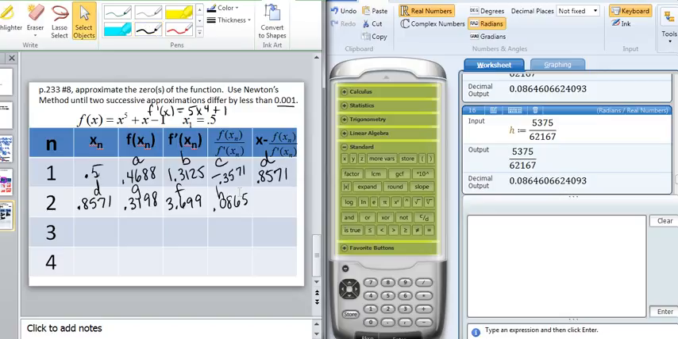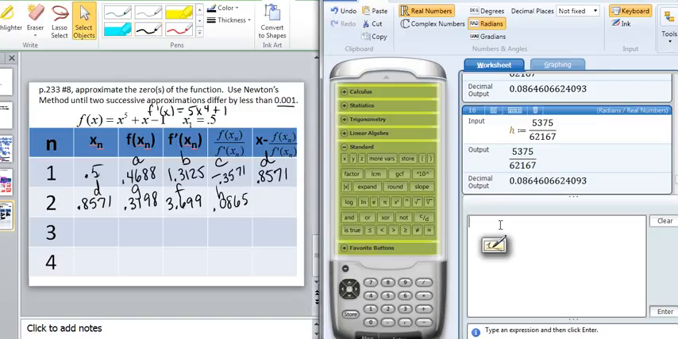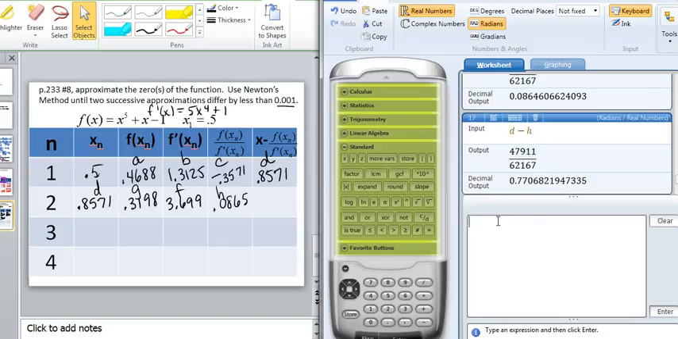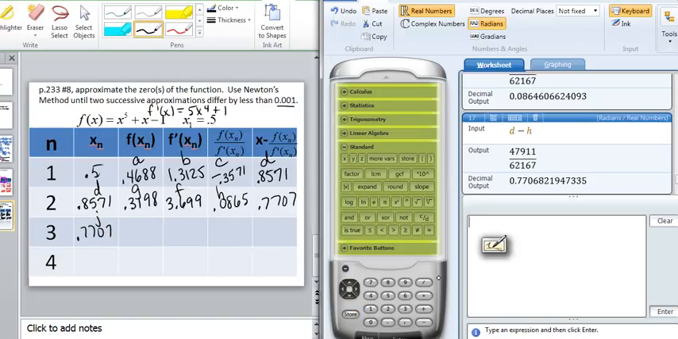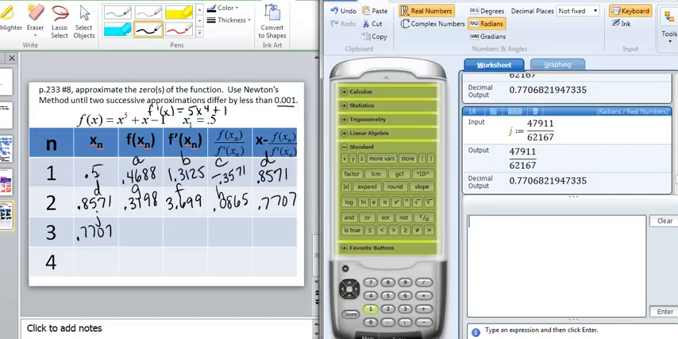D minus H. So I'll come over here, D minus H gives me 0.7707. There's my new X value, 0.7707. I'll store that as J, store it as J, and I continue on in this pattern.